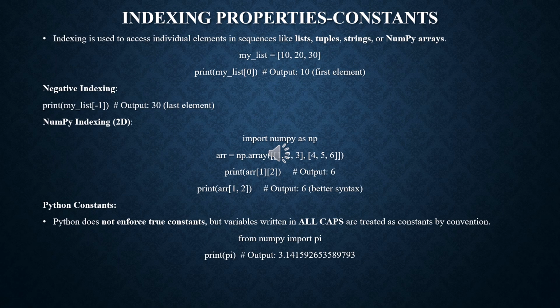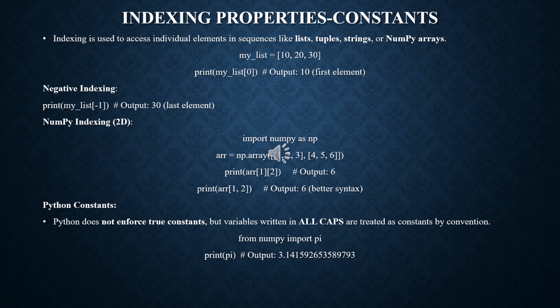So the next concept of Unit 3 is indexing properties and constants. Indexing is used to access individual elements in a sequence like a list, tuple, string, or NumPy array. For example, my_list equals 10, 20, 30. Print my_list[0]. So 0 is my index value, and the output is 10, the first element.